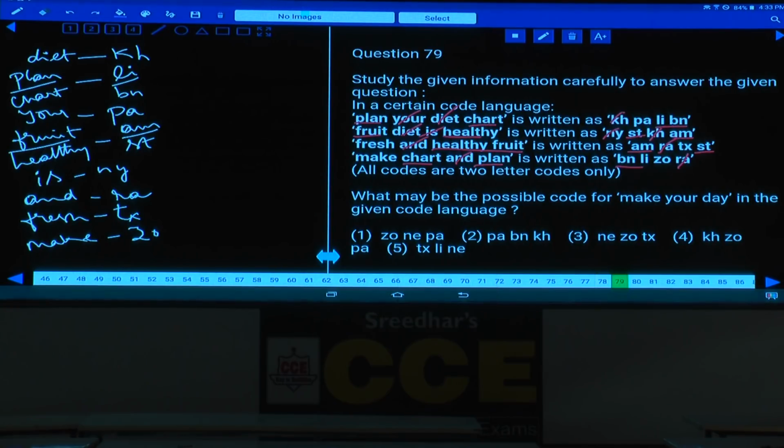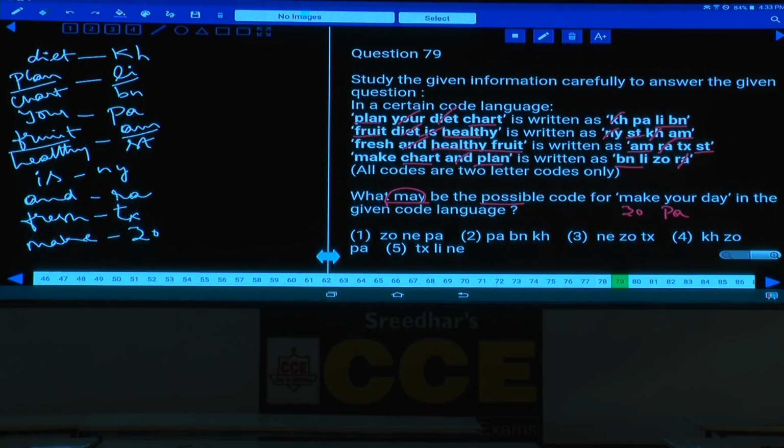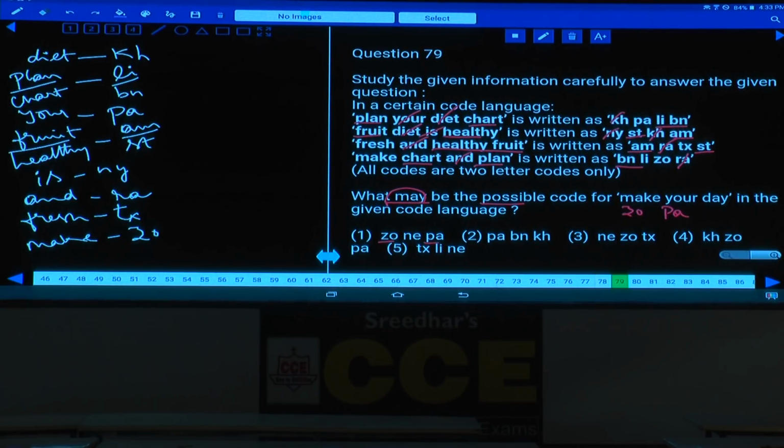Clear now? Then coming to question number 79. What may be the possible code? May stands for possible code. Make your day. Now in this one, the code to the word make is ZO and your is PA, and the code to the word day? Day is nowhere given in this one, and the code to this word day must be any code other than the given codes. ZOPA must be here. ZOPA is there in choice 4.